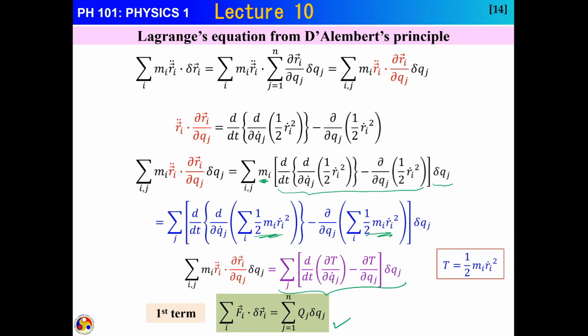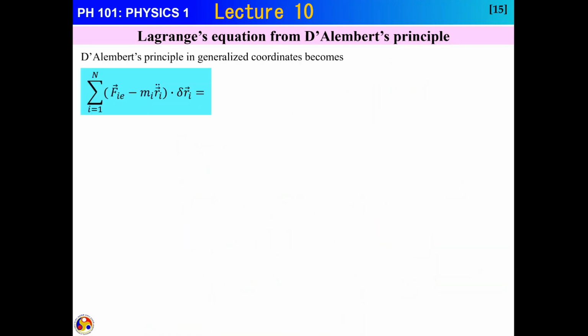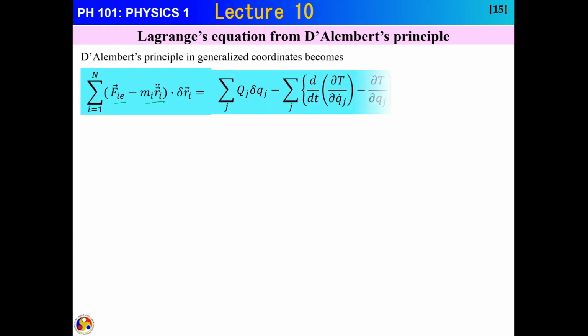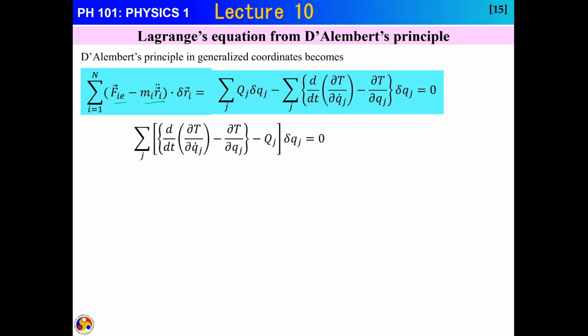Now let's put both the terms in the equation, D'Alembert's principle in generalized coordinates, and see what it becomes. So let's put in both parts. So this is the first part, and the second part. So let's write it. So Qj delta qj, then the whole term with the delta qj is 0. Since delta qj is the same, I can take it out commonly, such that this format can be simplified in this way.